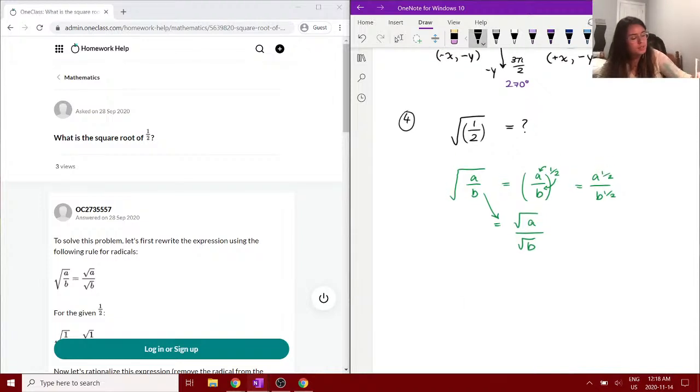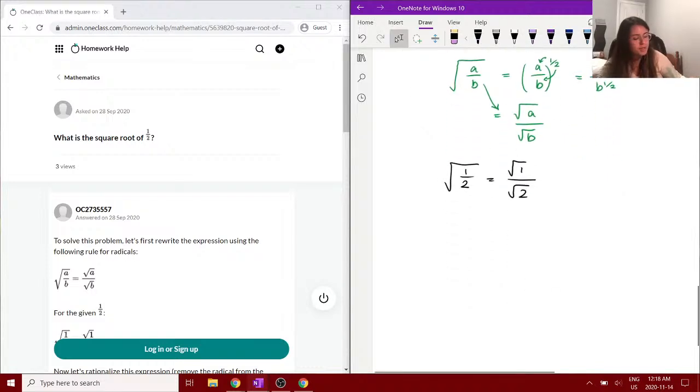So let's apply it to our square root of 1/2, okay? If we have square root of 1/2, we have square root of 1 over the square root of 2. Now we know that square root of 1 is just 1, because 1 to any exponent is always just 1. And then we have 1 over square root of 2.